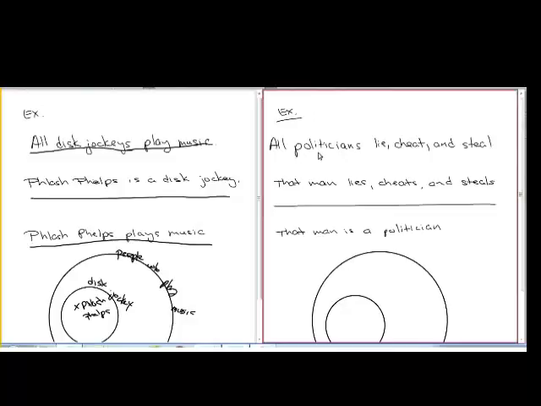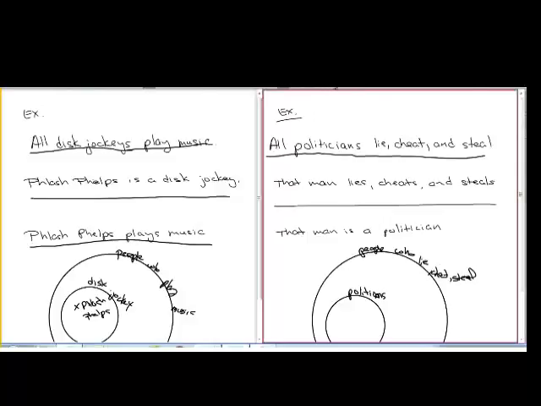So here's another one, very appropriate for what we were talking about. It says all, so since it says all, we probably can use this technique. All politicians lie, cheat, and steal. So what I can do is I can put politicians here. Some just lie more than others. So that's politicians. People who lie, cheat, and steal.